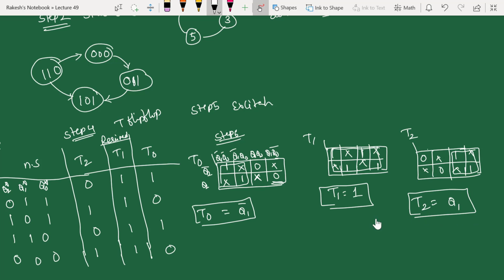So these are the required inputs you are supposed to give to the T flip-flop so that your counter will go to the states which are defined. So that your counter goes from 0 to 3, 3 to 5, 5 to 6, and 6 to 0. Now we'll try to construct the circuit in a moment.